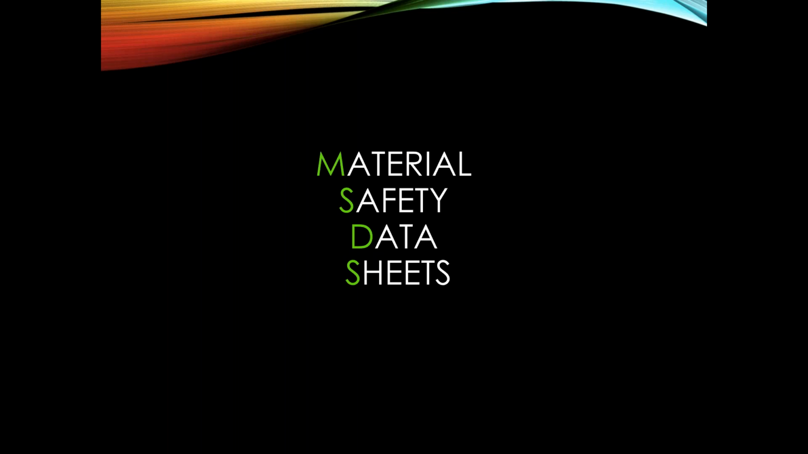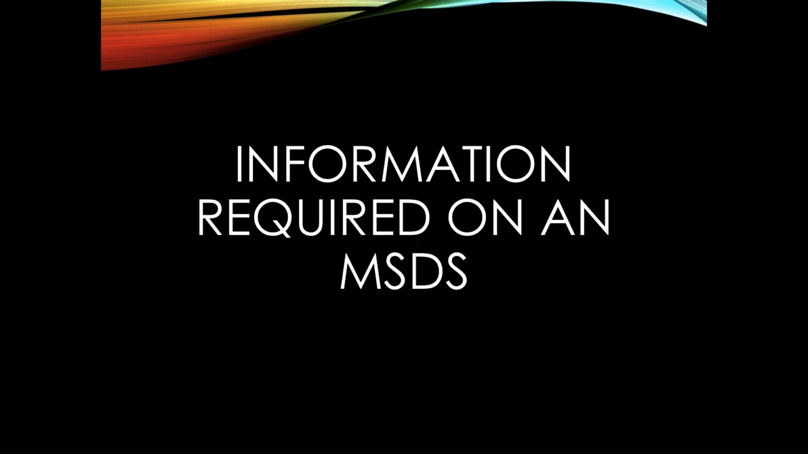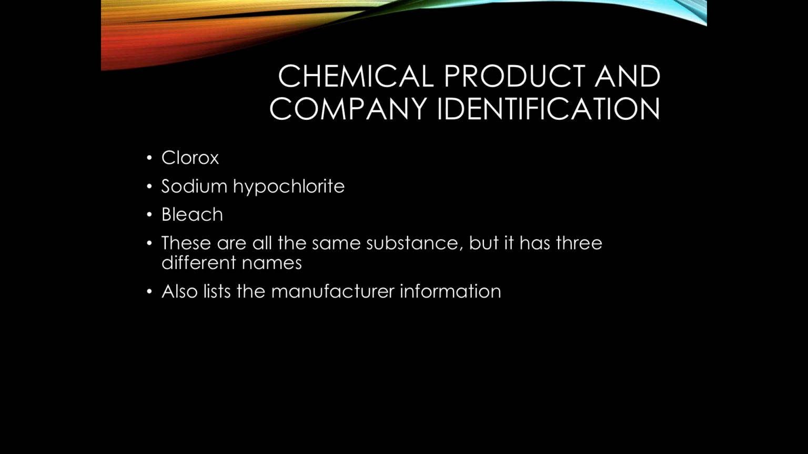All right, so any questions on the labeling systems at all? All right, let's talk about safety data sheets. Information, chemical product, and company identification. So Clorox, sodium hypochlorite, and bleach, guess what? It's all the same thing, just different names. You have trade names, brand names, things like that. You don't have a chemical name up here because that's just a bunch of different letters and numbers put together to make something. These are all the same substance, but it has 3 different names.